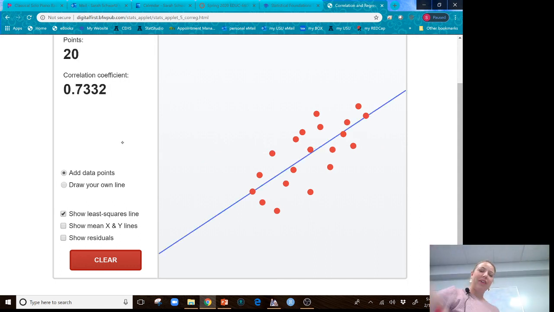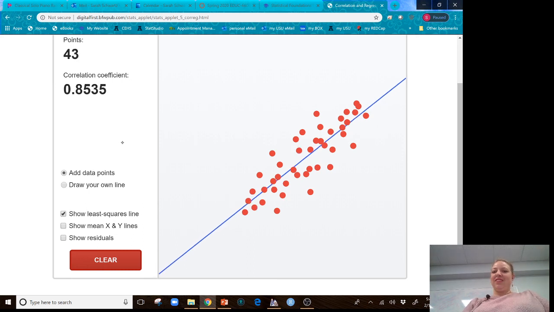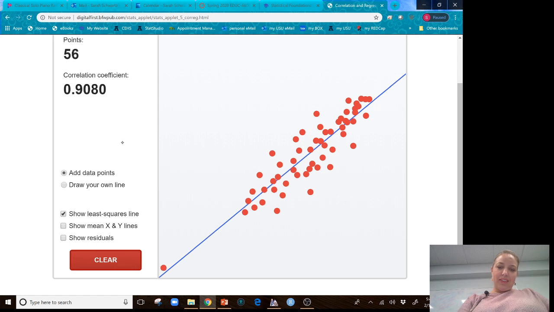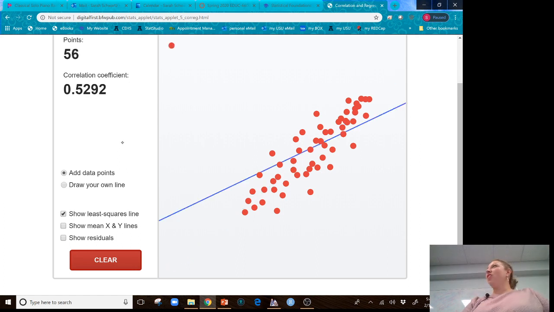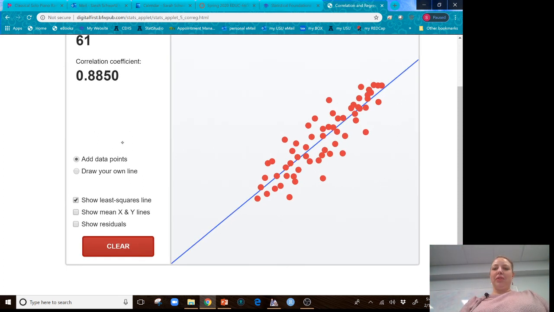This is a fun app to play with. What do you think is going to happen if I add 20 more points, all in that same area? Now what happens when I put a point there? Did it change it as much? Yeah. As when I only had 20 points? Let me put in some more points. Is that because it's weighted differently? Yeah, because of the weight.